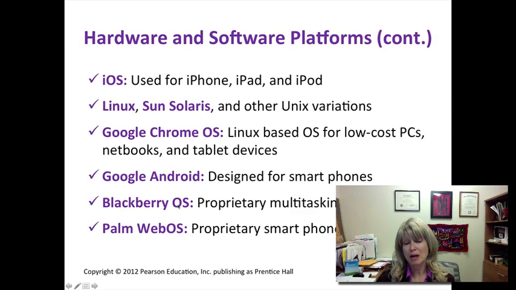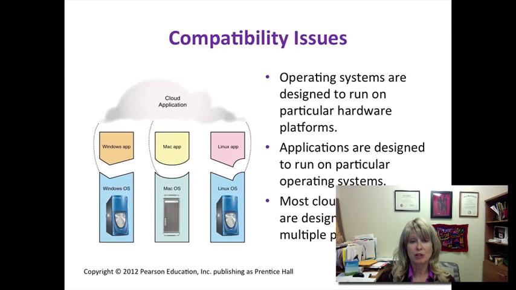BlackBerry is the perfect example of a company that had it all and didn't keep up with what was happening, because it was not a visual system. It was text-based. It didn't keep up, and when the smartphones came out, it just lost all of its market share.